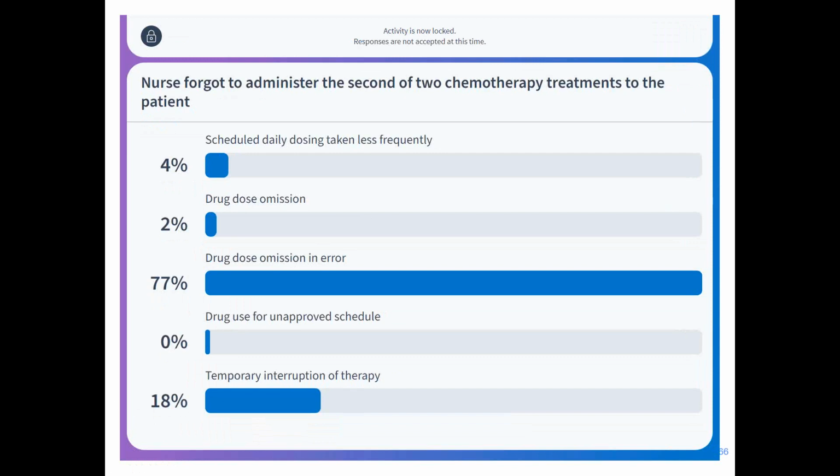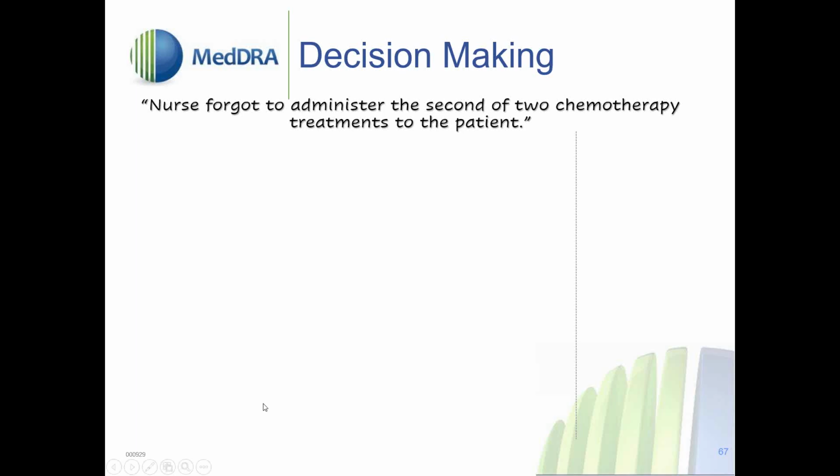Drug dose omission refers to 1 dose. A scheduled term, scheduled daily dosing taken less frequently, would only be used when this dose omission occurs regularly. The same is true for drug use for unapproved schedule. And temporary interruption of therapy, I will come to this in a minute. So let us first use our decision chart here.